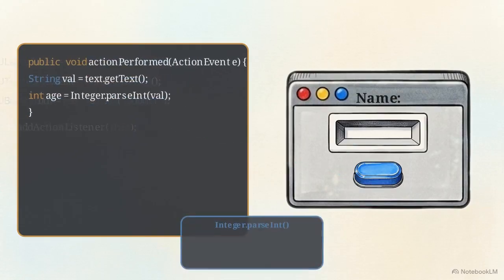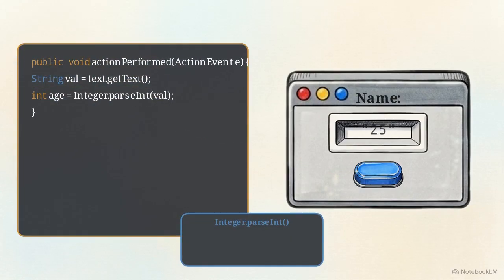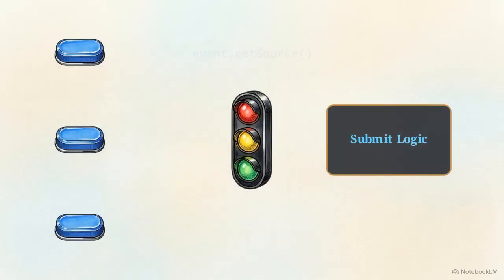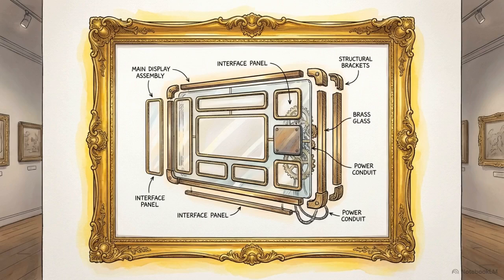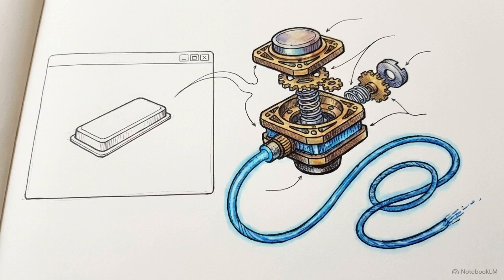When the actionPerformed trigger fires, getText pulls the user's input, requiring strict syntax to cast string data into an integer. For multiple buttons, event.getSource identifies the specific trigger, acting as a traffic director routing execution flow to the correct logic. Without this event-driven architecture, a graphical interface is just a static painting. Connecting the listener is the exact step that transforms drawn shapes into functional software tools.